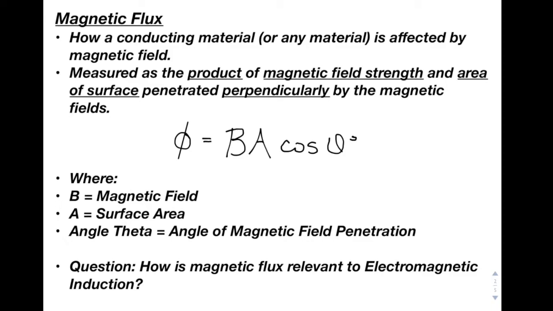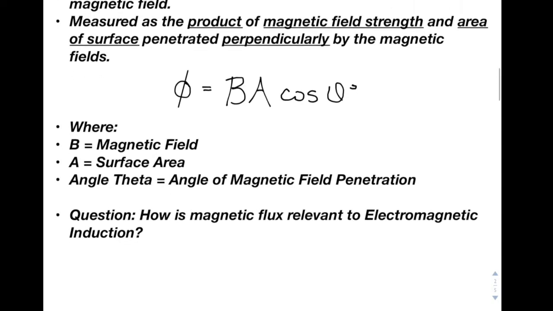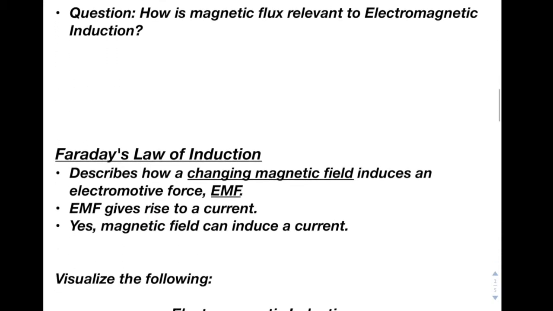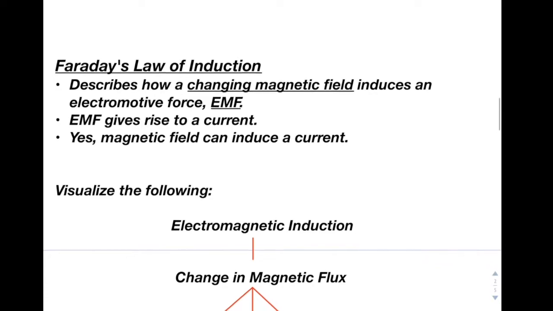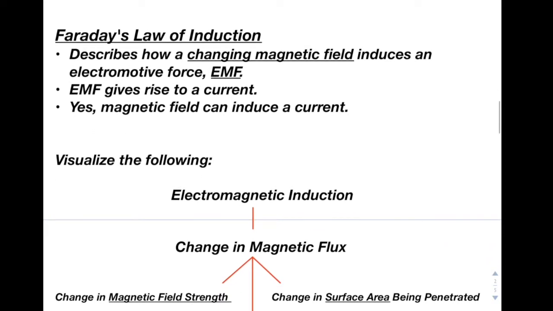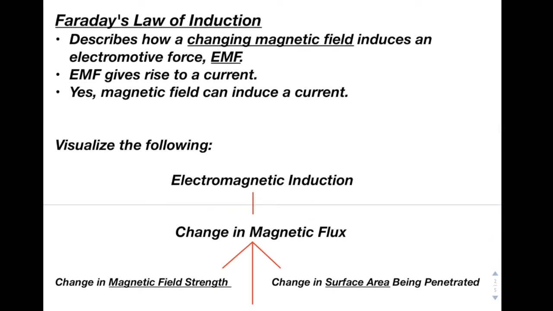So the question is, how is magnetic flux relevant to electromagnetic induction? Well, we've already stated that a change in this magnetic flux will induce an electromagnetic induction. And this was postulated by Faraday. So in Faraday's law of induction, we see how a changing magnetic field induces an electromotive force, or EMF. And this electromotive force will give rise to a current. So the answer to the question earlier is yes, a magnetic field can induce a current. So both of these are true. A current can produce a magnetic field, and a magnetic field can produce a current.